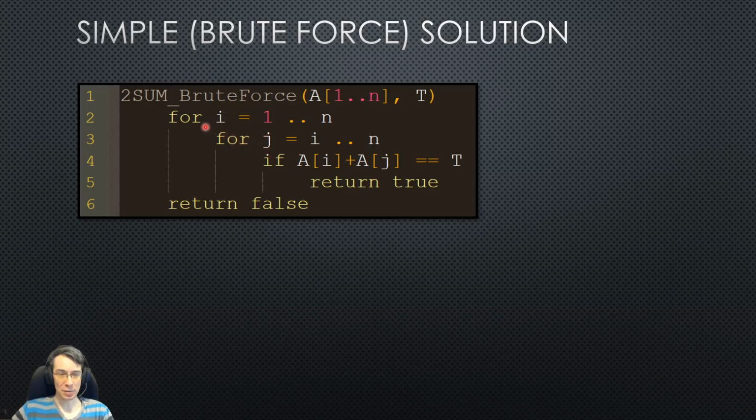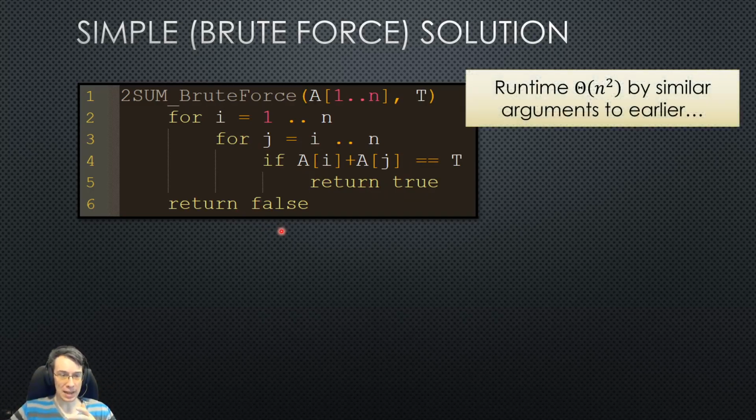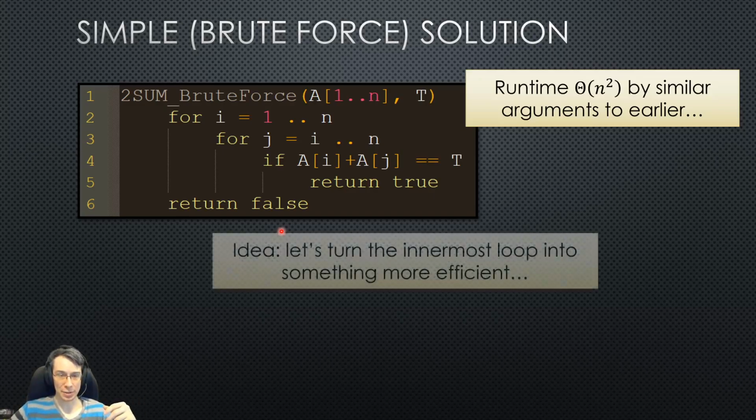Exploring j values smaller than i is really the same as exploring i values smaller than j, right? And then, once we find two array indices whose contents sum to t, we're done and we return true. If there's no such pair of array indices, we return false. This is the trivial brute force solution to this problem, and the runtime is order n squared. It's theta n squared by arguments from the last lecture.